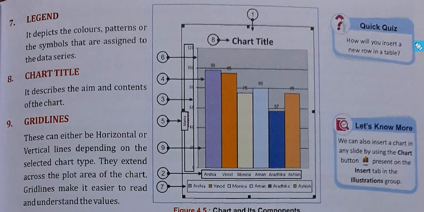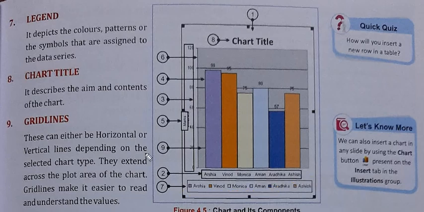Now let's talk about legend. What is the legend? It depicts the color pattern and the symbol that are assigned to the data series. Here you can see Alshia is in one color, this one is in orange color, and this color is for Monica. So a different color is for each student, and from here you can recognize the data of the particular student using the color. So this is known as the legend.